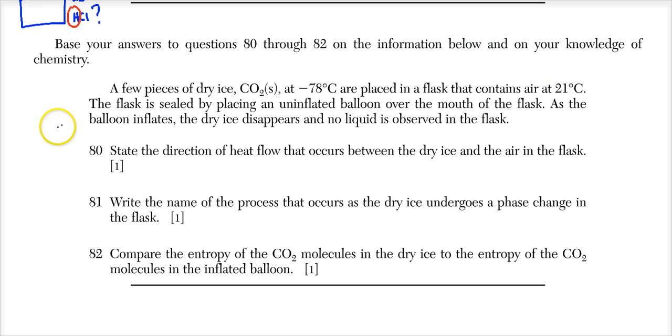Number 80. Okay, 80 to 82 has a brand new blurb, and let's go to the question first. Number 80, state the direction of heat flow that occurs between dry ice and the air in the flask.